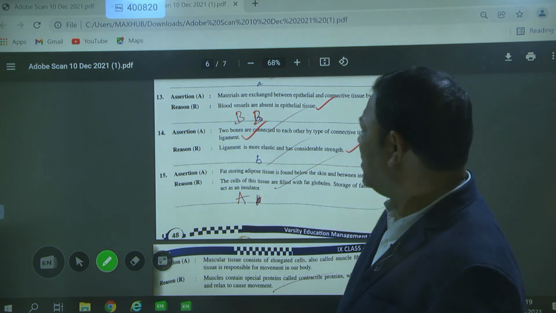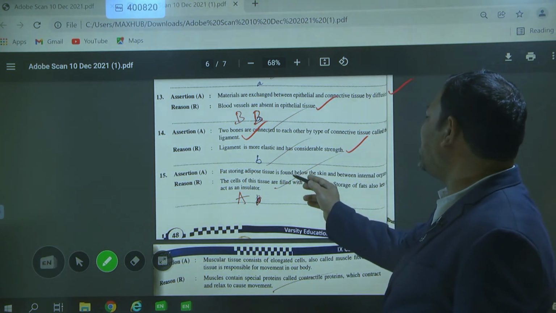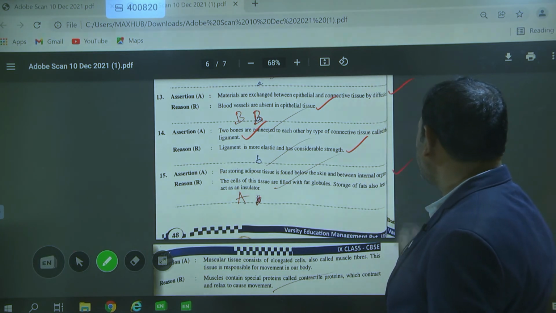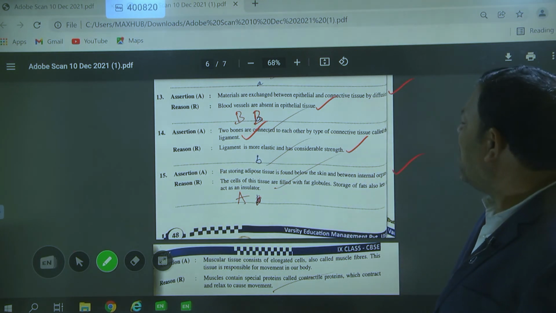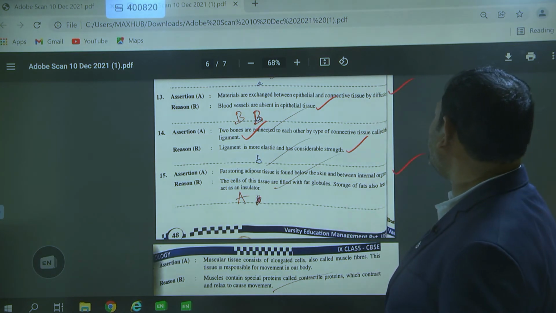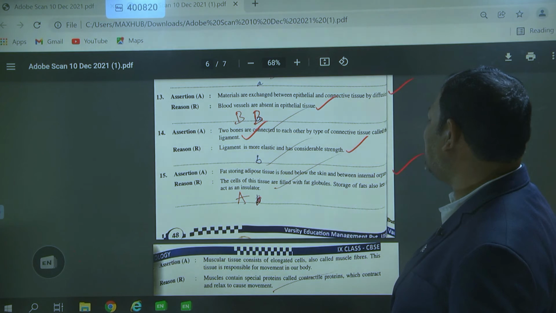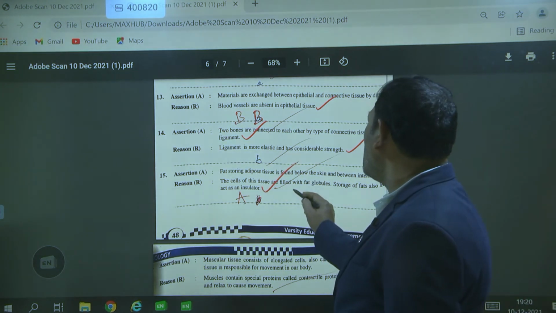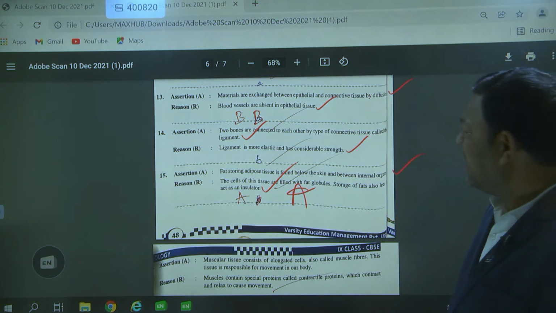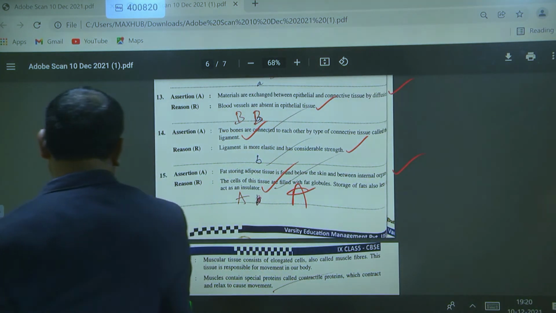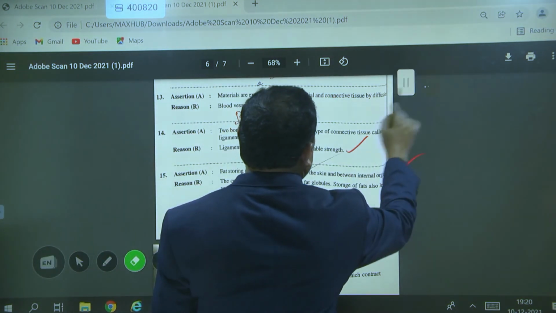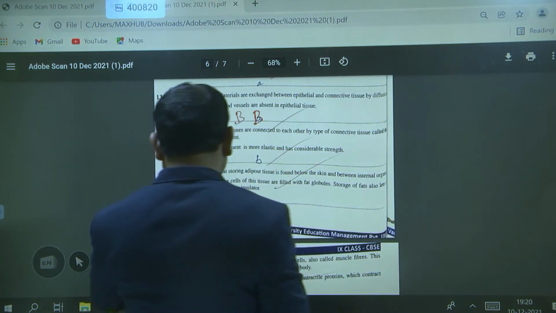Next, fat storing adipose tissue is found below the skin and between the internal organs. This is true. The cells of this tissue are filled with fat globules. Storage of the fat also lets it act as an insulator. This is also true. Both are correct, and the explanation is correct. So that's why option A is the correct answer. So up to the 15th question now.